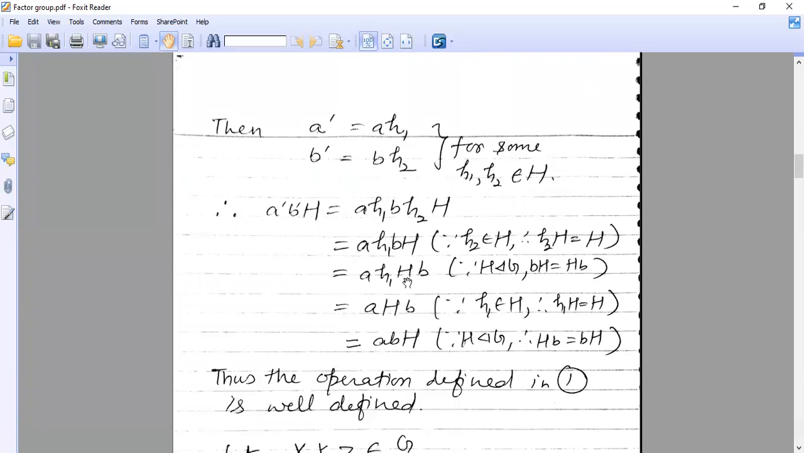Now H1H can be written as H, because H1 belongs to capital H. So this will be equal to H. So this is equal to AHB. Now HB can be written as BH, as H is a normal subgroup. So this will be equal to ABH. So A dash B dash H is equal to ABH. Thus the operation defined in one is a well-defined operation.